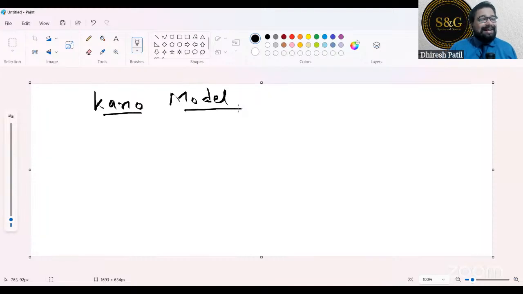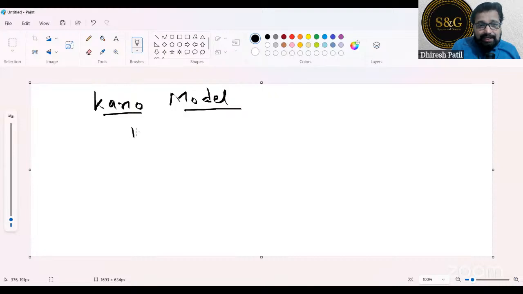Now, the Kano model we have studied at the green belt level in the define phase itself. Okay, for the new people, the Kano model is a very powerful technique to prioritize projects which are customer-centric, which is very, very important. Now, what is the Kano model? Very simple. According to Professor Noriaki Kano, the requirements of the customer can be categorized into 3 major criteria. Okay, what are the 3 major criteria?